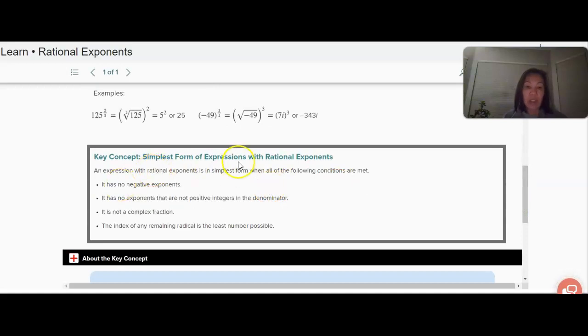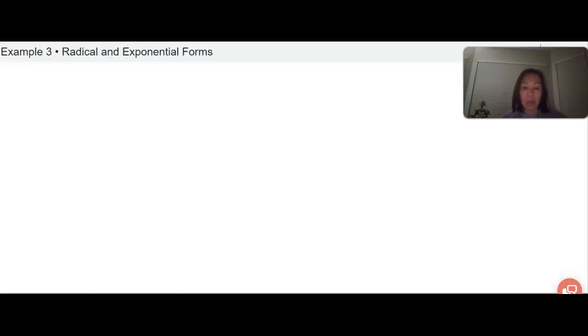An expression with rational exponents is in simplest form when all of these conditions are met. There are no negative exponents. There are no exponents that are not positive integers in the denominator. It's not a complex fraction. And the index of any remaining radical is the least number possible.